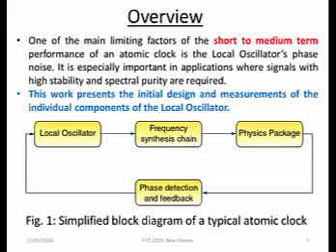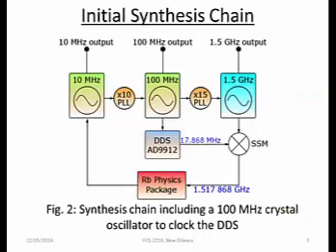I will start by giving a simple, basic block diagram of an atomic clock. It has the local oscillator, the frequency synthesis chain, the physics package, and the phase detection and feedback electronics. And one of the main limiting factors in the performance of an atomic clock is the phase noise of the local oscillator. And this is where this talk is focused.